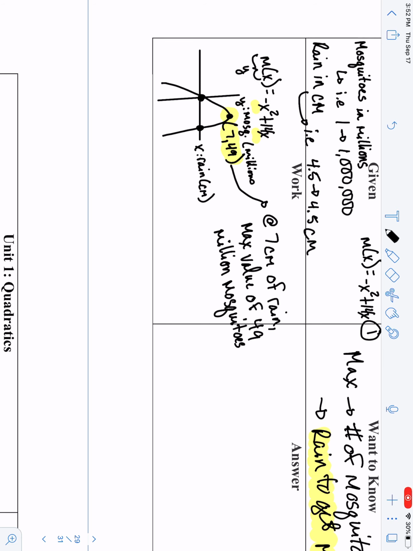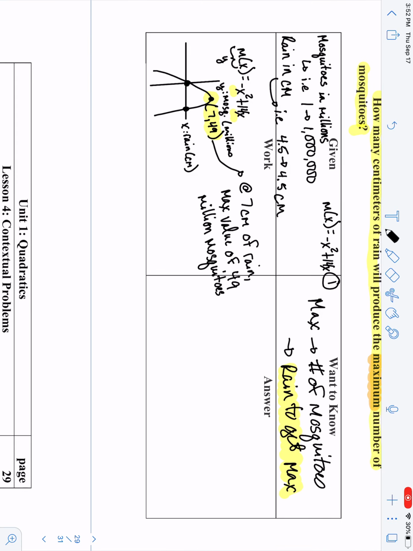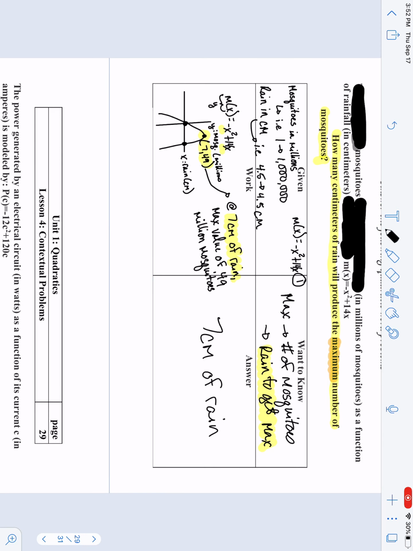mosquitoes. Now, of this point, we wanted, right, the rain. So I want rain. And then that's my answer. So 7 centimeters of rain will produce max number of mosquitoes. It's not asking how many mosquitoes, it's asking for how much rain is going to get me the most mosquitoes.